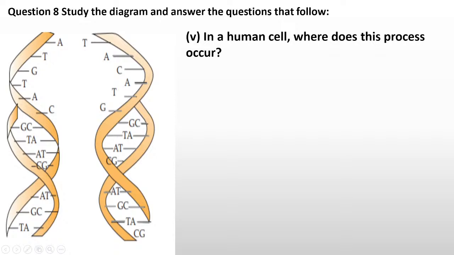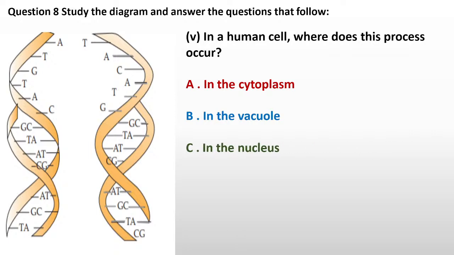Study the diagram and answer. In a human cell, where does this process occur? A, is it in the cytoplasm? B, is it in the vacuole? C, in the nucleus? D, in the cell membrane. So where does this process of DNA replication take place? You know DNA is present in the nucleus. So obviously the process of replication occurs in the nucleus. So DNA replication or duplication occurs in the nucleus.